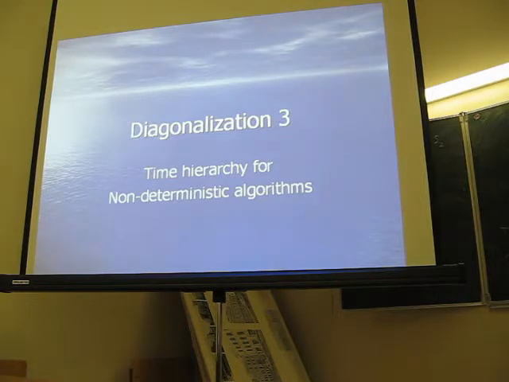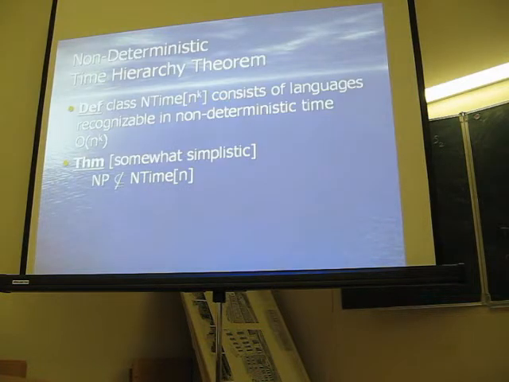And though the time hierarchy for deterministic algorithms was one of the first theorems in the field, it took several years to prove this result. In 1971, Cook was able to come up with the proof that non-deterministic algorithms have a time hierarchy. It took some more time to simplify the proof, and finally in 1983 some people realized that it's possible to prove this theorem by an extension of diagonalization. Okay? Let us see how we do this.